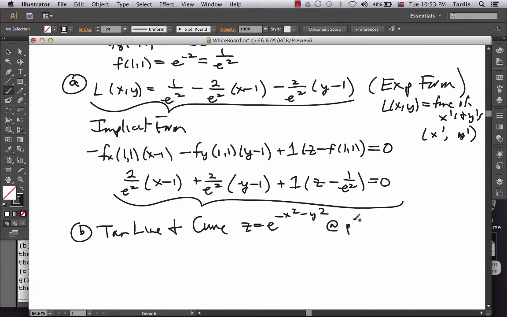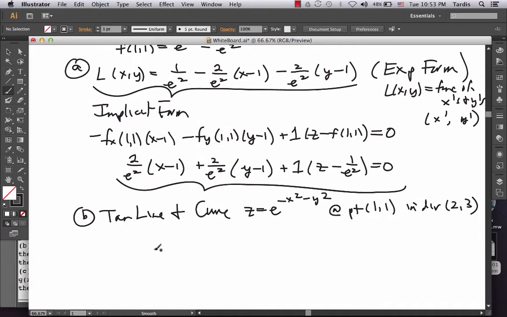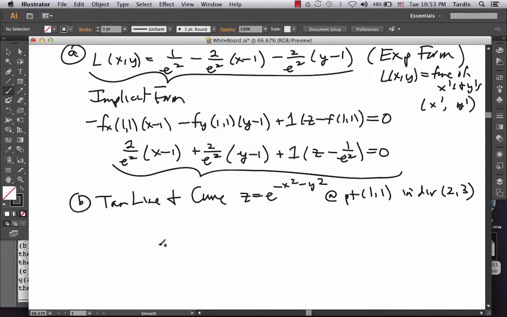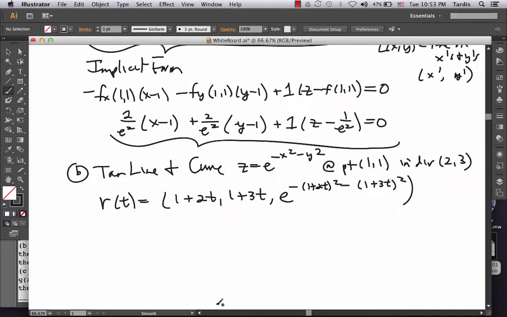At the point (1, 1) in the given direction (2, 3). Okay, so the straightforward answers are here. The curve on the surface, r of t, would be (1 plus 2t, 1 plus 3t), and then you would get e to the negative (1 plus 2t) squared minus (1 plus 3t) squared. That's your curve on your surface.